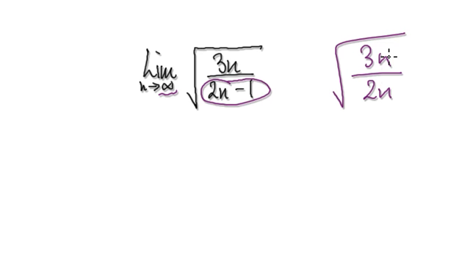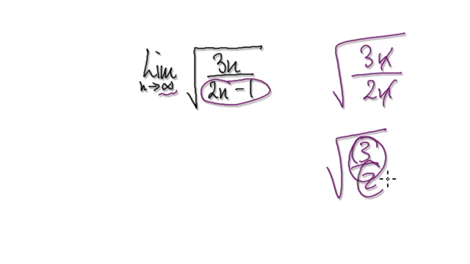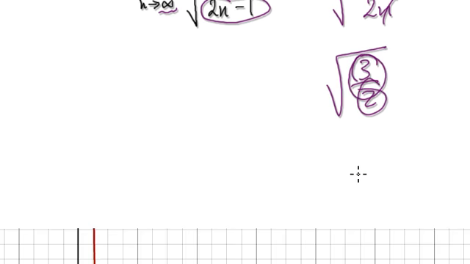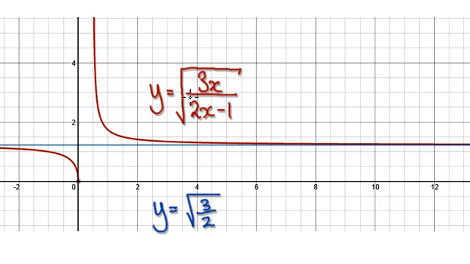Here the two n's will cancel each other out. So that would be 3 over 2. So the limit is really the square root of 3 over 2. So if you get a graph plotter and plot this, the limit is actually the square root of 3 over 2. So the limit is this.